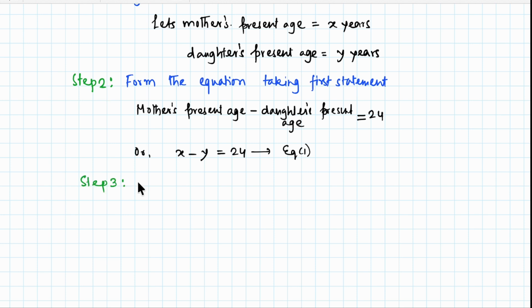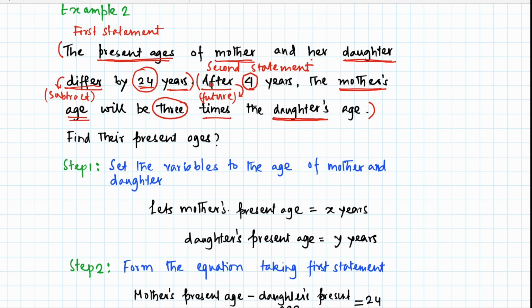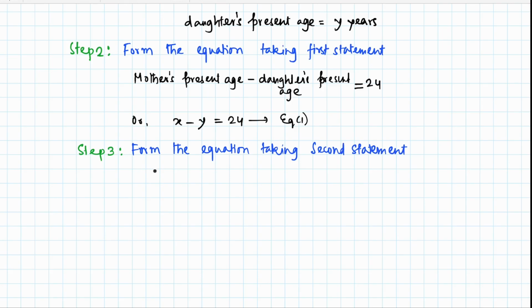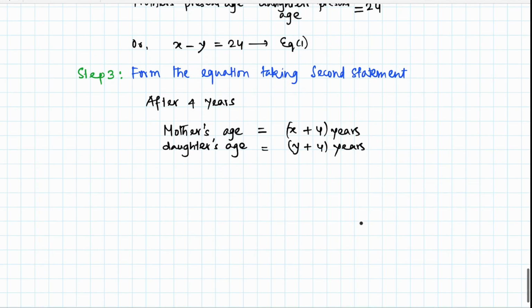Now step number 3, form the equation taking the second statement. So again we have classified into 2 statements. So after 4 years, this is the second statement. After means it will be future, 4 years, the mother's age will be 3 times the daughter's age. It's very easy and clear. So that means first we have to take the ages after 4 years. So after 4 years, what are the ages of mother and daughter? So mother's age becomes x plus 4 years, we have seen in the table, and daughter's age is equal to y plus 4 years.